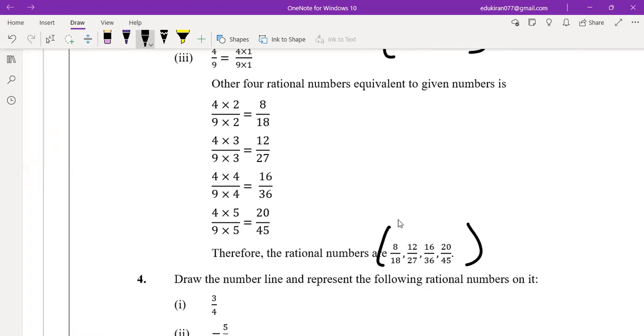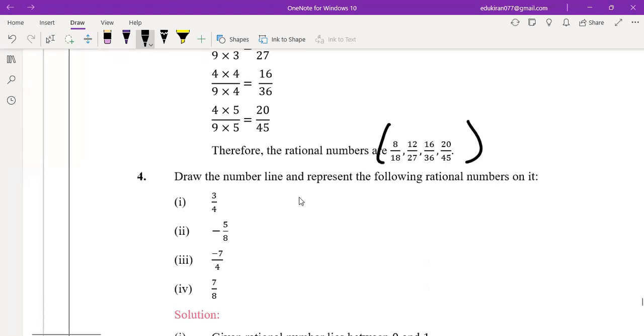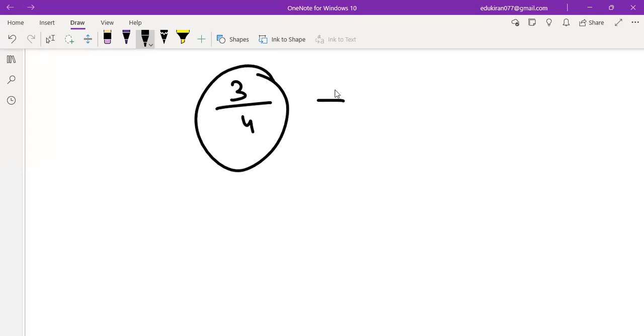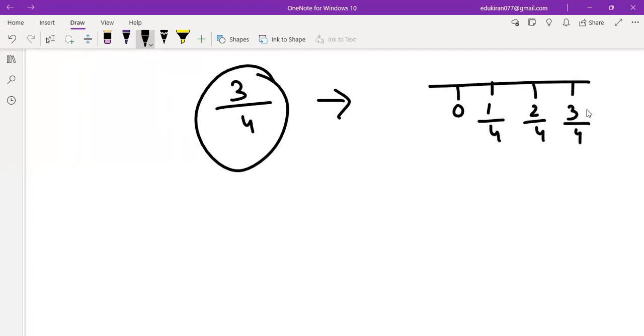Yes, ma'am. Now draw the number line and represent the following rational numbers on it. So what you have to do is, for example, 3 upon 4. This number you have to represent on the number line. So how will you write it? 0, 1 upon 4, 2 upon 4, 3 upon 4, 4 upon 4. Right? And this is the 3 upon 4.